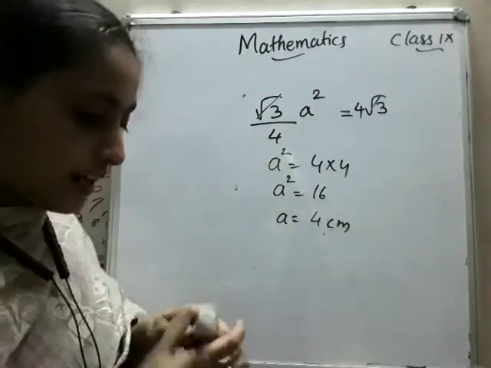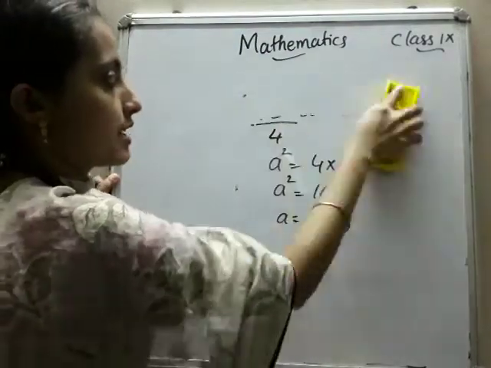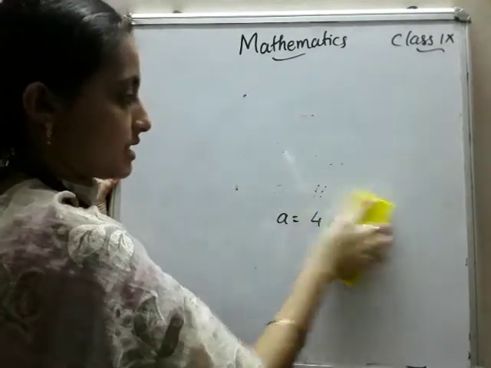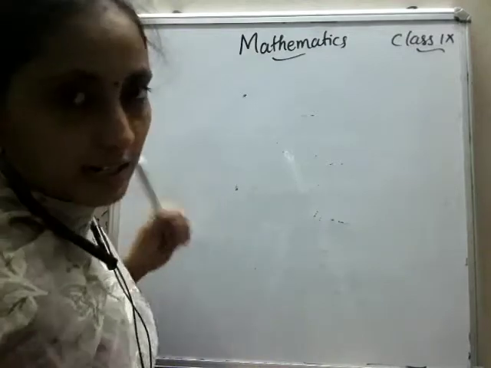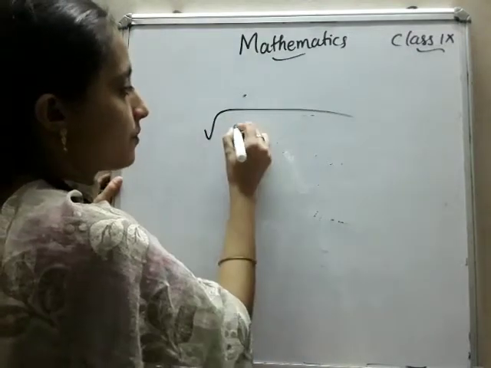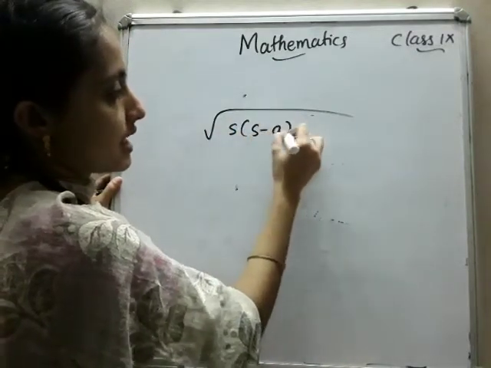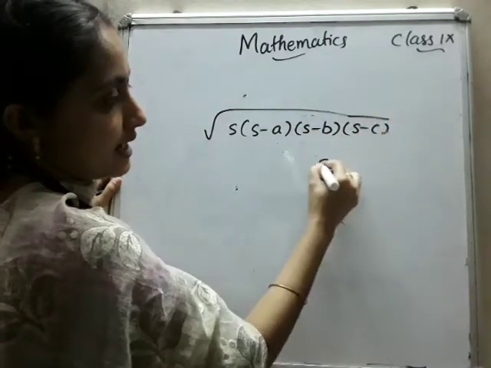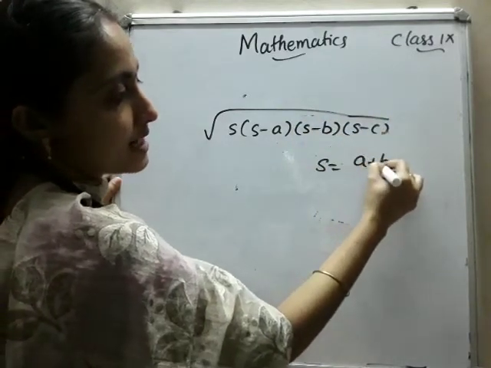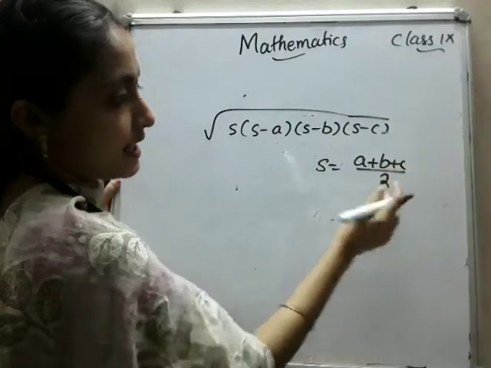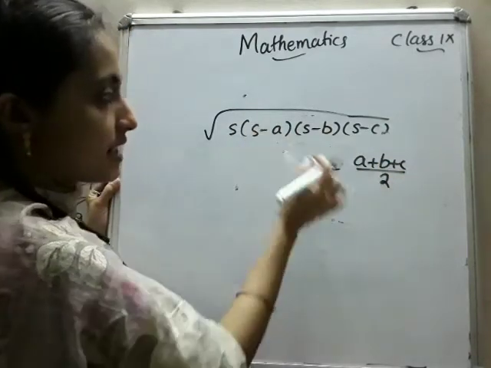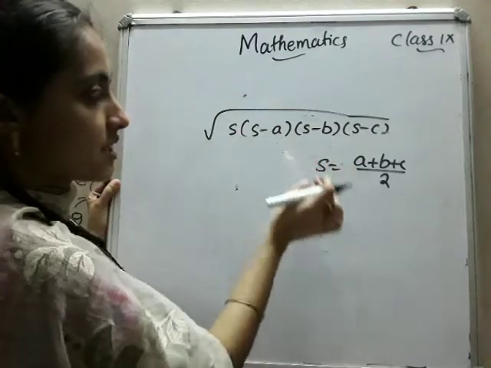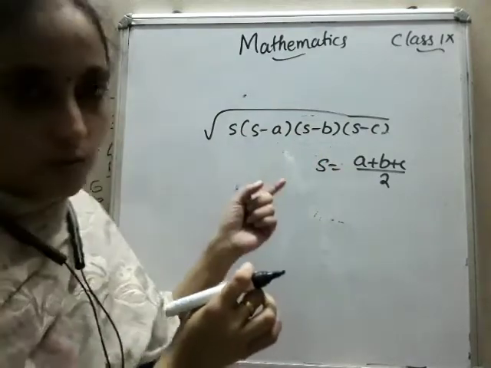Then we'll move to Heron's formula. Does anyone remember what Heron's formula is? Yes. The area of the triangle is equal to the root of s into s minus a into s minus b into s minus c, where s is equal to a plus b plus c by 2. That is s. And s minus a you can find from this, and s minus b and s minus c. Then you have to substitute this.